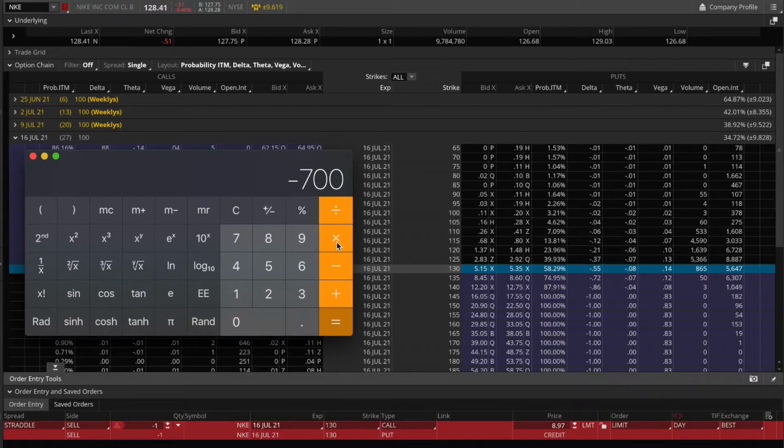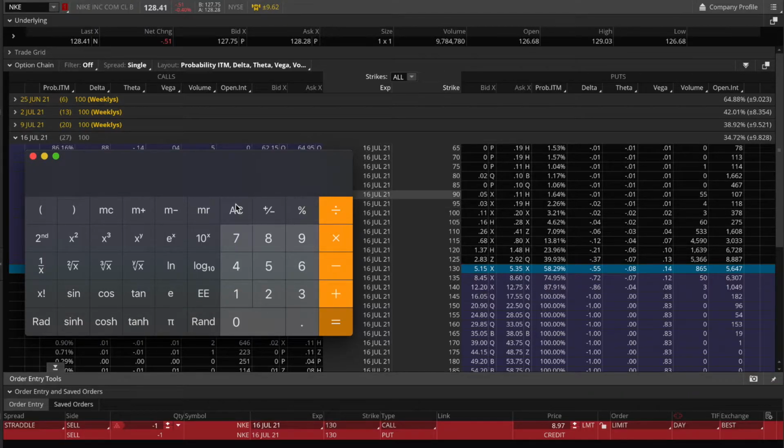But don't forget, we initially took in 900 bucks in credit. So now I add this to the 900, and in the end, that leaves an actual profit of $200. So again, just to reiterate here, the goal is to keep as much of this credit as possible. And in this case, we got to keep 200 bucks of it, and we lost the other 700. But we still made a profit nonetheless, and that's a good thing.